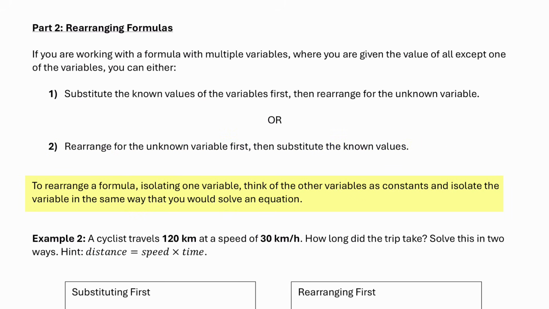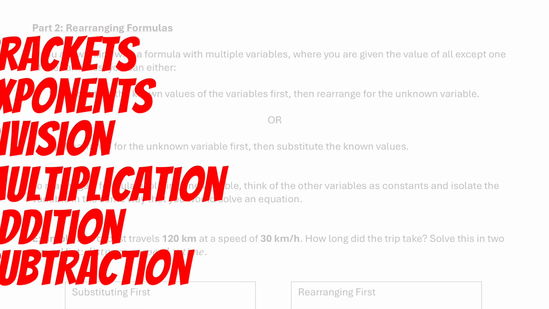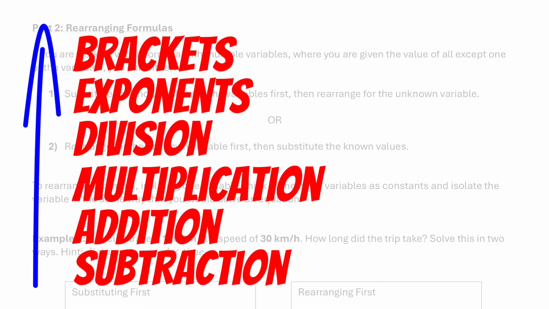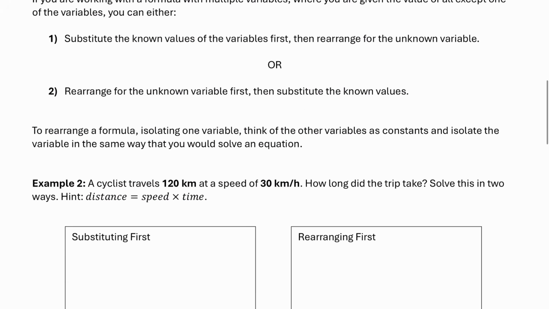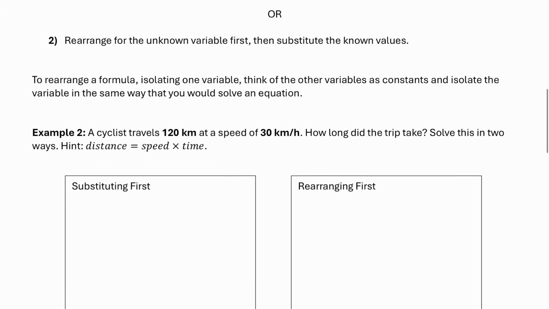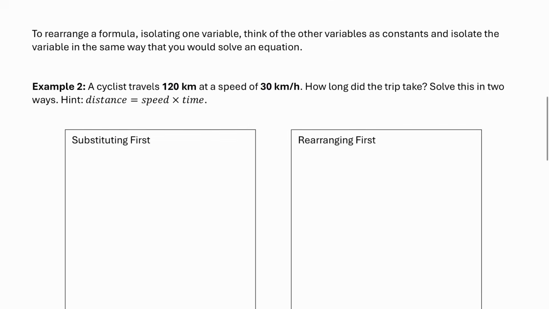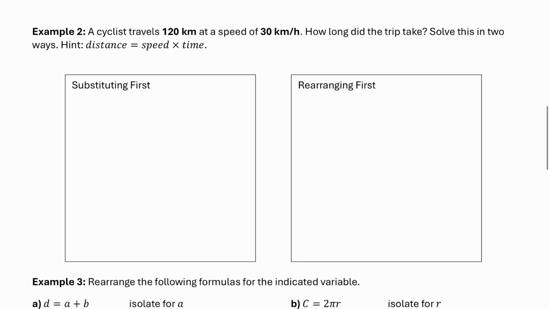And when rearranging a formula to isolate a variable, think of all the other variables as constants and then isolate the variable in the same way that you would solve an equation. And that would be using inverse operations, following the order of BEDMAS, but in reverse, to get your unknown variable isolated. So if we look at example 2, we'll use both methods, and you can see how they both work out to the same answer, and you can see which method you like better.